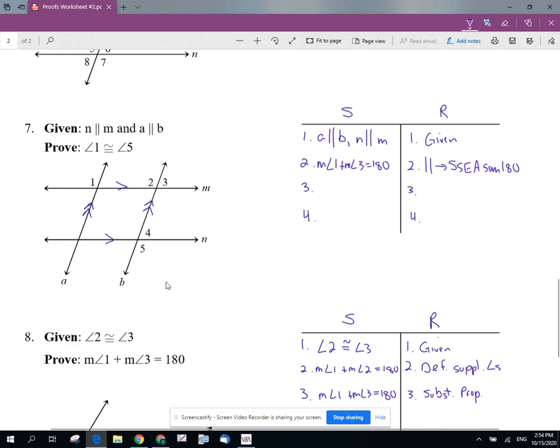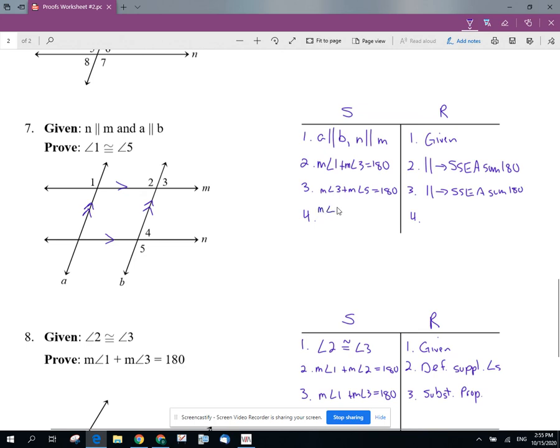Okay? And then we could say 3 is supplementary with 5. We could say the measure of angle 3 plus the measure of angle 5 equals 180. Parallel lines being M and N implies same side exterior angles have a sum of 180. Okay? And then I could set those two things equal to each other. I'll try to write small here. I'll just do it on 2 lines.